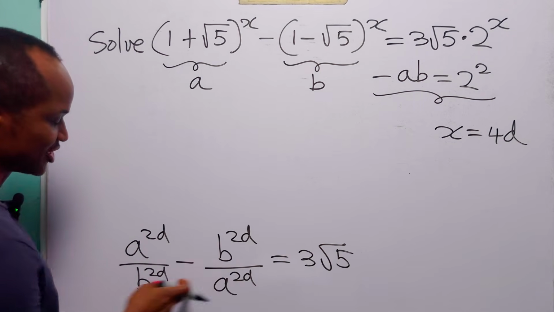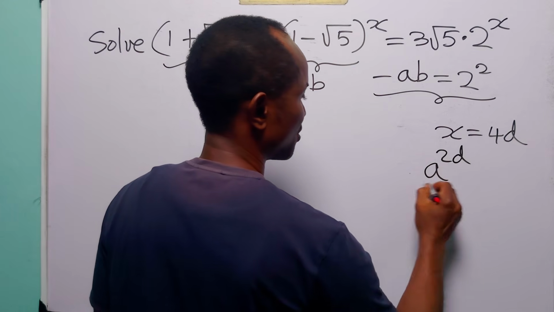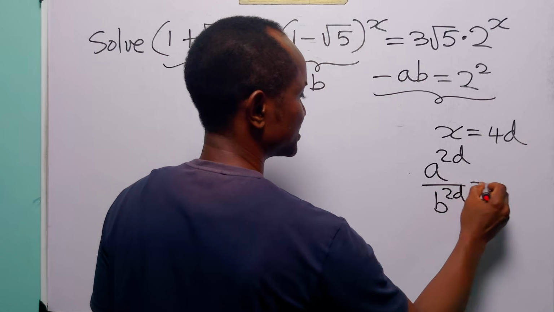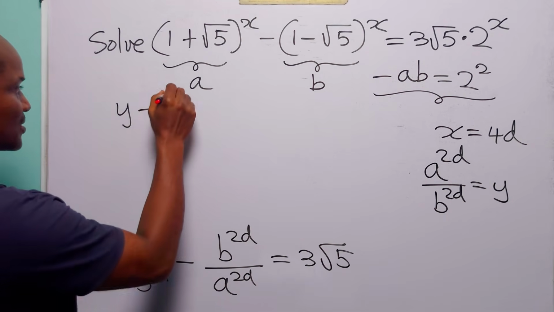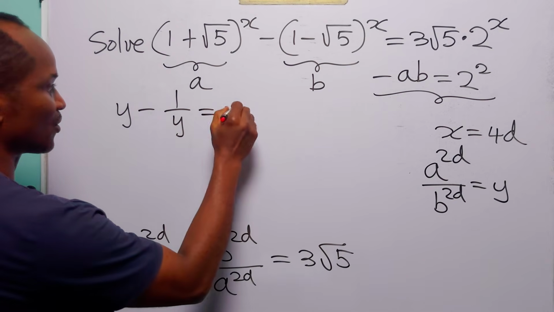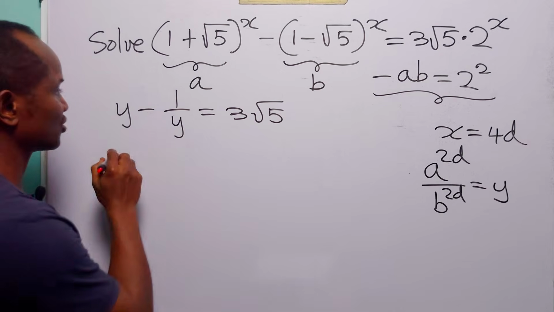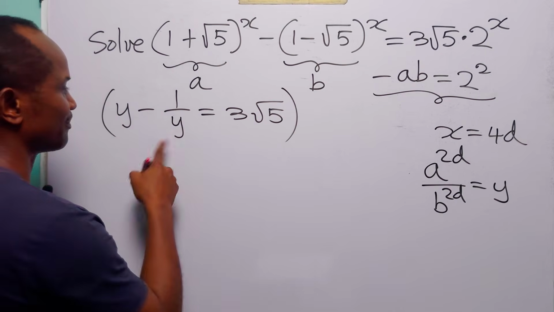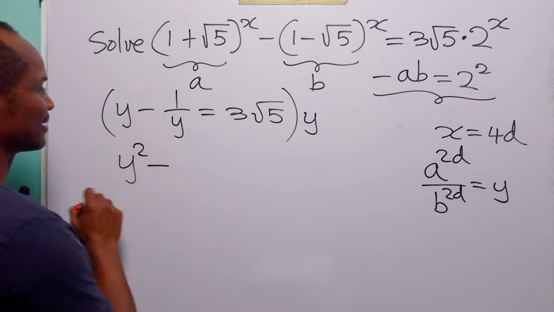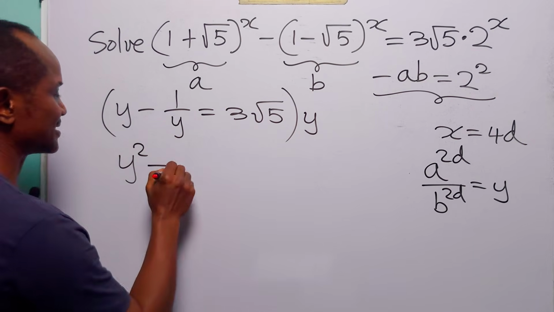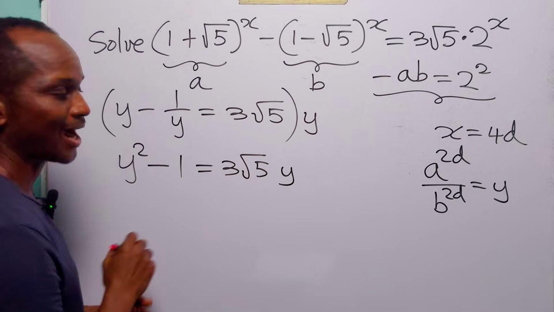Now, notice that this is the reciprocal of this. So if a to the power 2d over b to the power 2d is equal to y, then we can write this equation as y minus 1 over y is equal to 3 root 5. And to get rid of this fraction, let us multiply through this equation by y. y times y is y squared minus 1 over y times y is 1. And here we have 3 root 5 y.